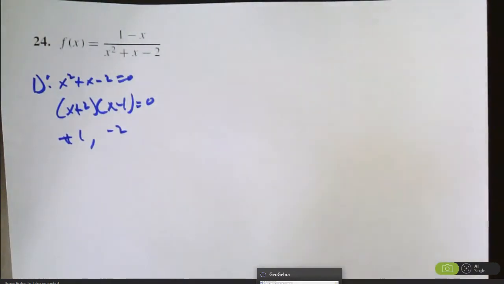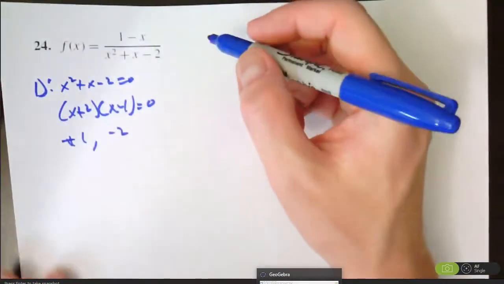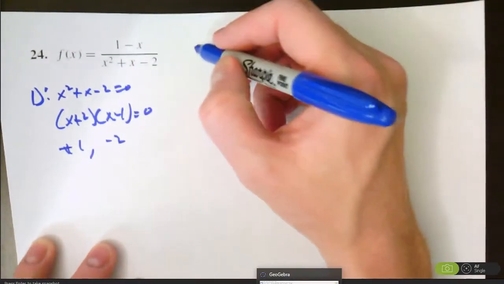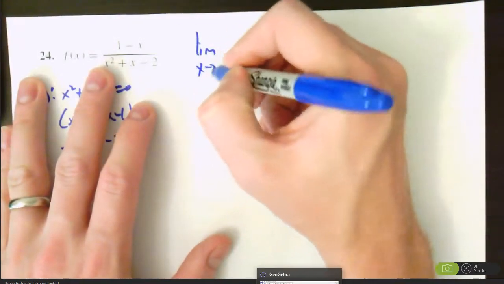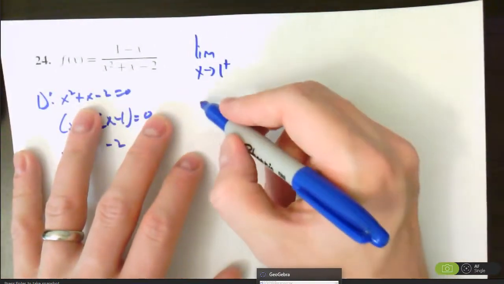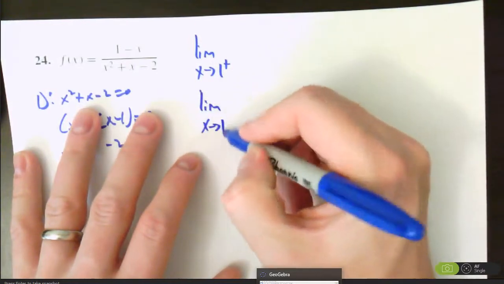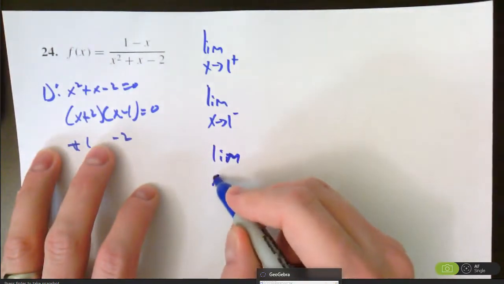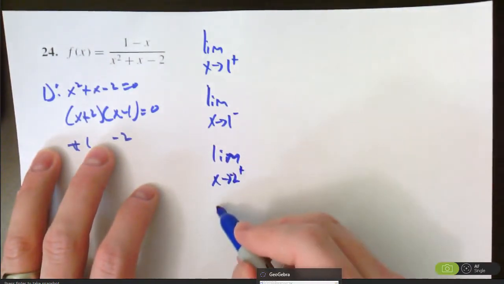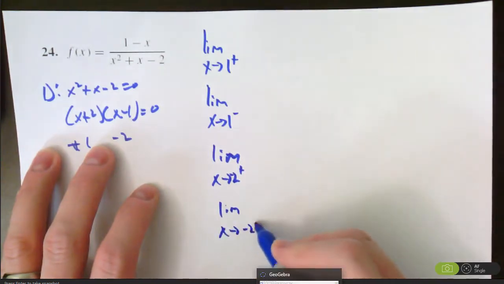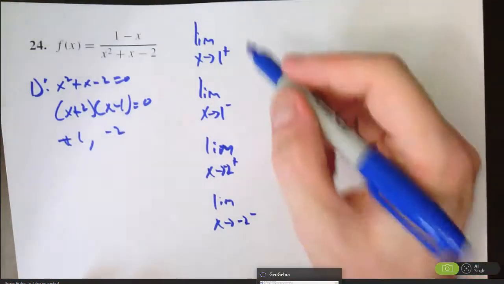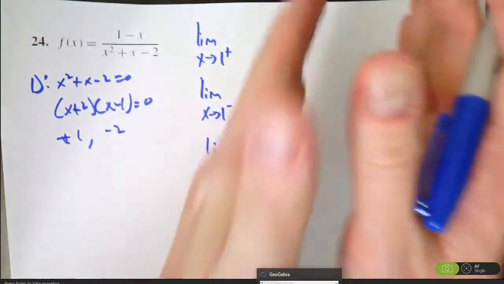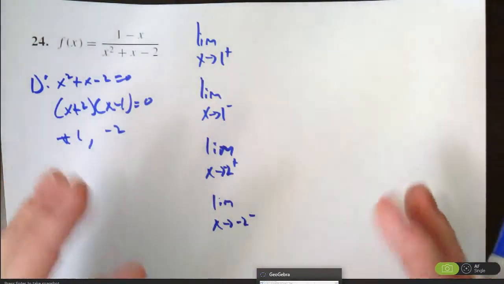Now, what'll make this easier is I'm going to check out the limit, I guess I should say. I have to do actually 4 limits technically. I need to do the limit as x approaches 1 from the right, limit as x approaches 1 from the left, limit as x approaches negative 2 from the right, and limit as x approaches negative 2 from the left. I need to do those 4 limits to figure out if I have anything going towards infinity, like infinity from the right or left, or negative infinity or something like that.